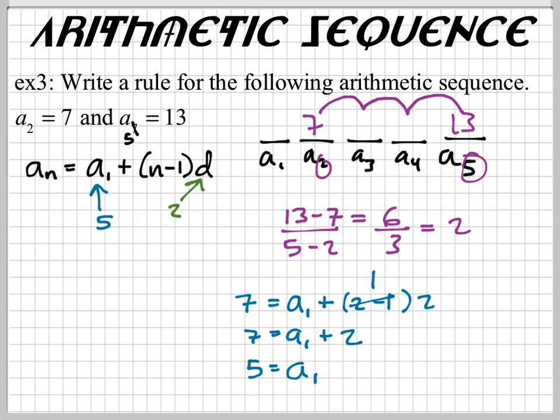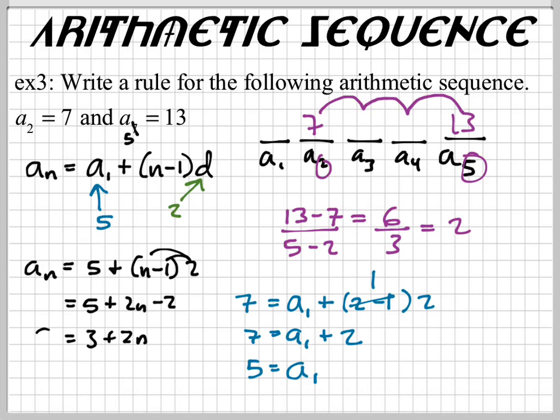Okay, so now we have our general term. Just about. Almost done. A sub n equals 5 plus n minus 1 times 2. Is it simplified? No. Can we simplify? Yes. Distribute. We have 5 plus 2n minus 2. That equals 3 plus 2n. A sub n.